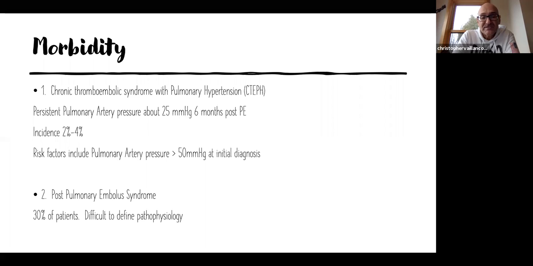The second syndrome is called post-pulmonary embolus syndrome. And this maybe affects upwards of 30% of patients. It's described as sort of a non-specific dyspnea. Some patients have difficulty doing what's called the 6-minute walk test. And I did a lot of reading on this, and it's really hard to define what the exact pathophysiology of this is. It doesn't seem to correlate with pulmonary arterial pressure.